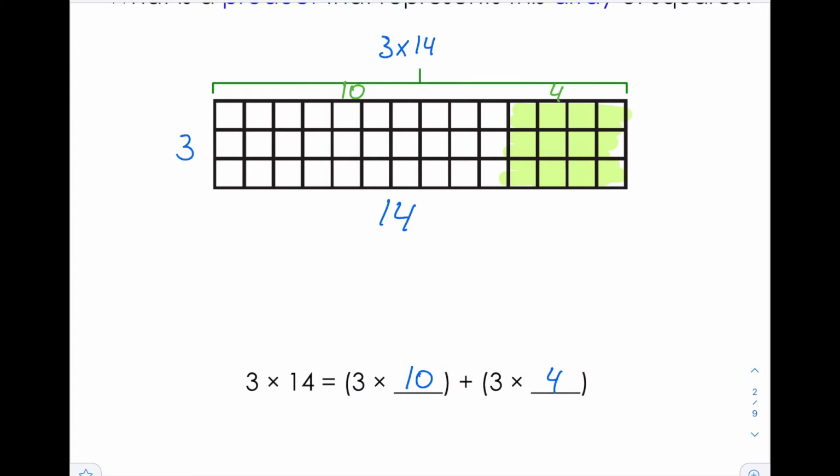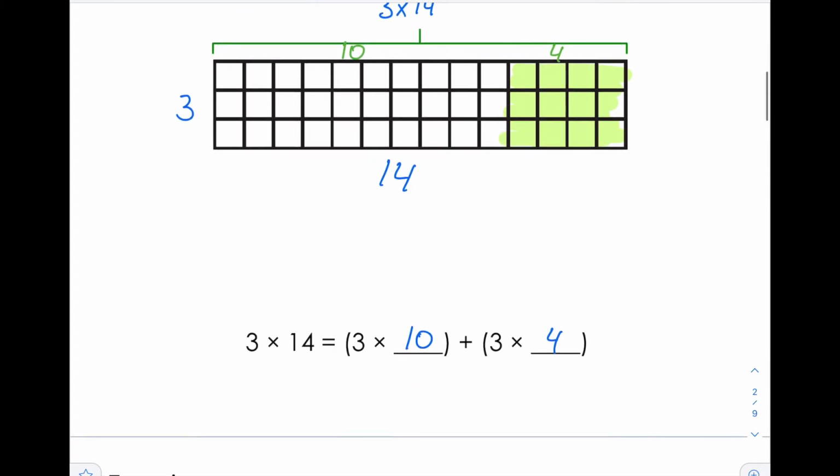So now we've broken it down into 2 multiplications that we should be able to do in our head. 3 times 10 we know is 30, and 3 times 4 we know is 12. So this portion of the array represents 30 squares, 3 times 10, and this portion of the array is 3 times 4, which is 12 squares. If we put them together, so we add them, we will have the entire array. And 30 plus 12, I can do 30 plus 10 is 40, plus 2 is 42. So there we go. The entire array represents 42 squares.